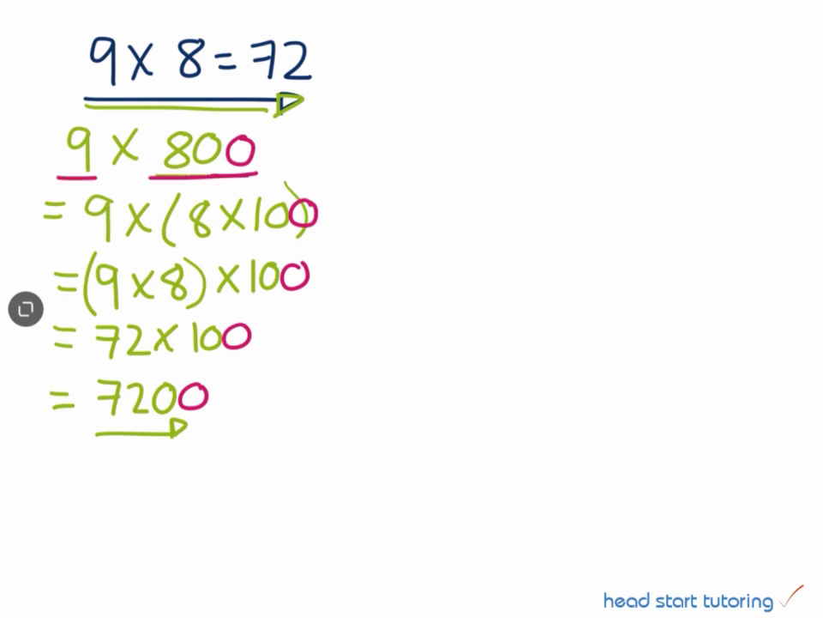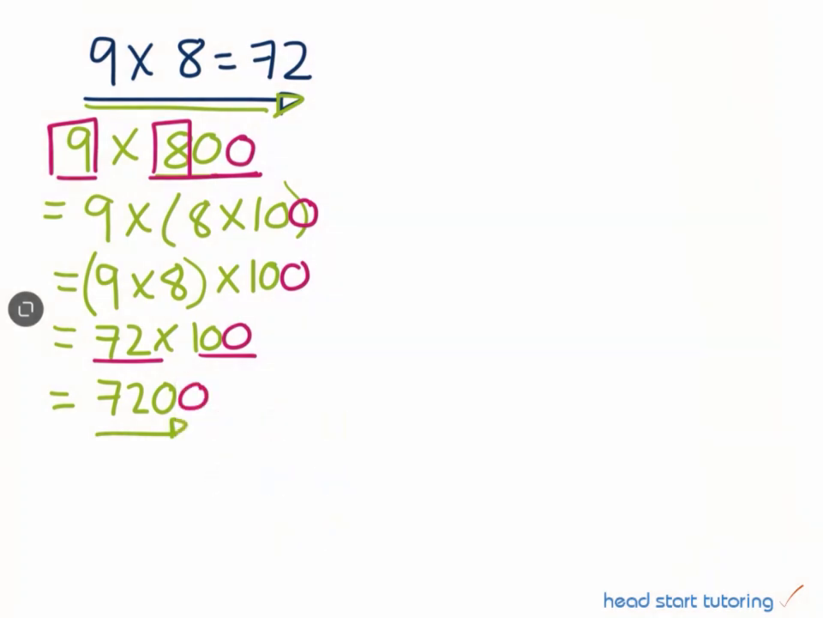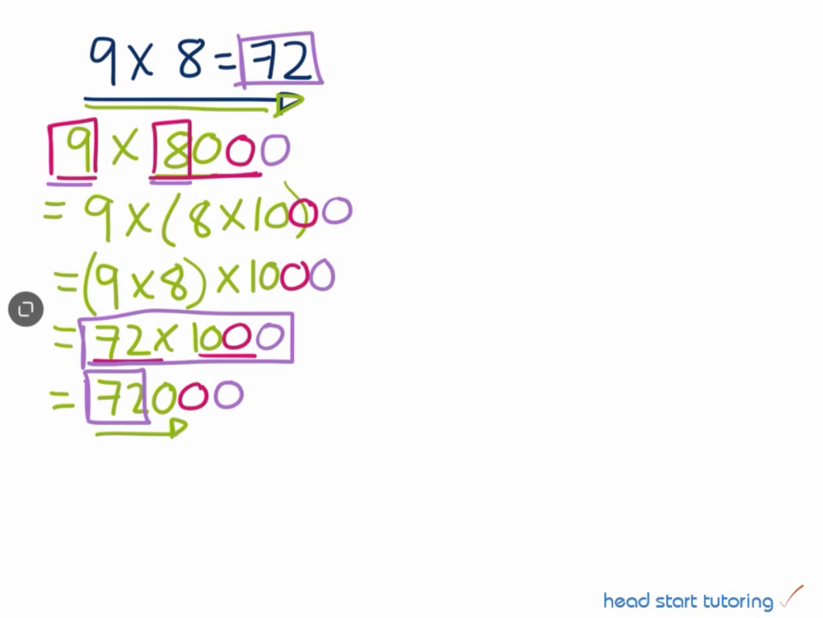So 9 times 800, all I need to say is 9 times 8, which we have still got as 72. We've worked that out. And then we just need to times it by 100, and we then get an answer of 7,200. And again, if we would like to multiply 9 by, let's say, 8,000, which is 10 times greater than 800, then again, it's very simple. All we do is say 9 multiplied by 8, which gives us an answer of 72, so we don't need to work that one out again. 72 multiplied by 1,000 will give us an answer of 72,000.